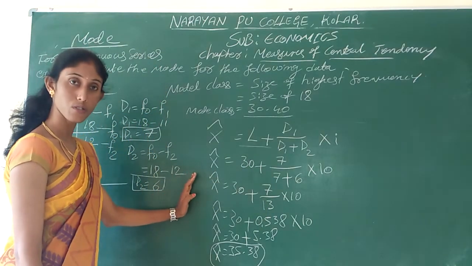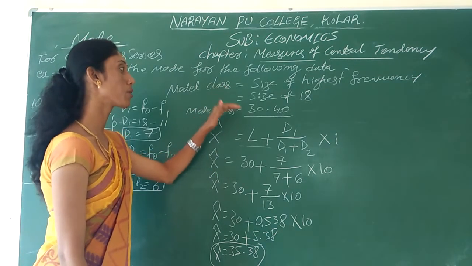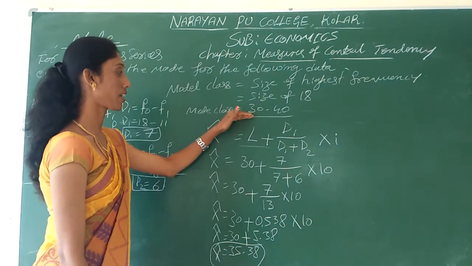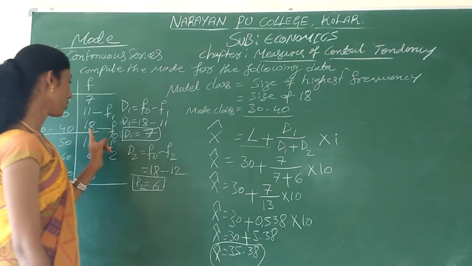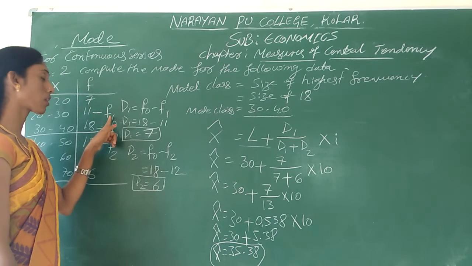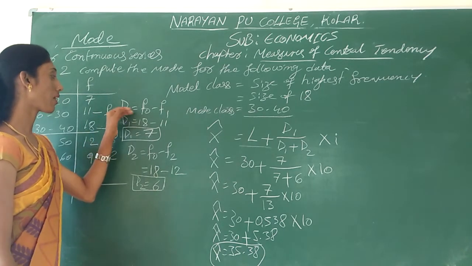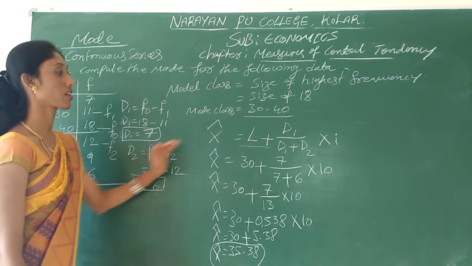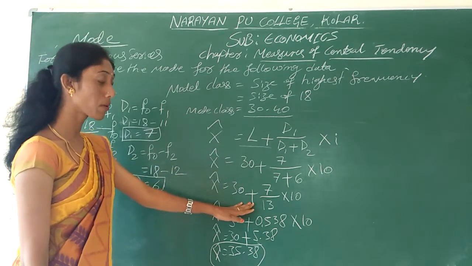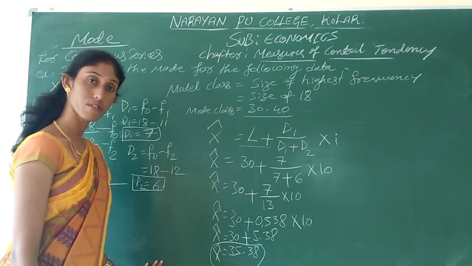I hope you understood now. Firstly, we need to find the mode class. After finding the mode class, we give the frequency of the mode class as F0, the frequency preceding the mode class as F1, and the next as F2. Then we find the D1 and D2 values, apply them to the formula, and by simplifying this, we get the answer for the mode.